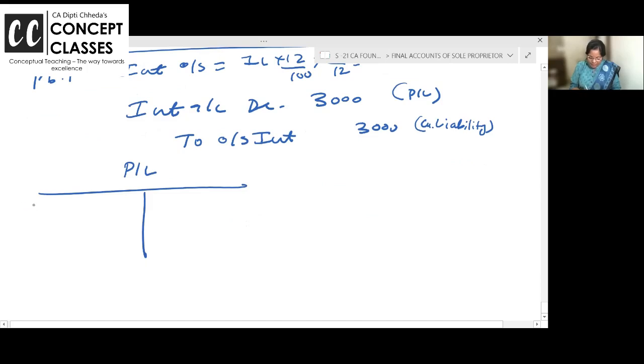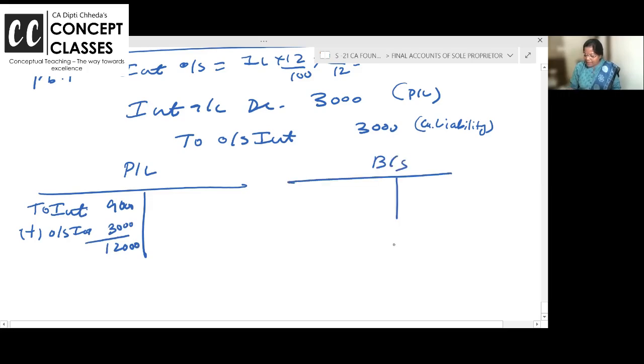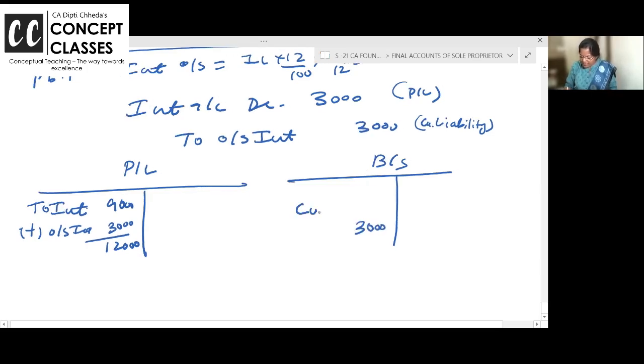P&L account debit. Already they have given in trial balance interest is 9,000. To that I will add outstanding interest, which is due but not paid. If paid interest to bank, not paid interest to outstanding, 3,000. How much interest will come here? 12,000. How much it will come in the balance sheet and where? 3,000. कहाँ आएगा? Current liabilities में outstanding interest is interest which I need to pay you.